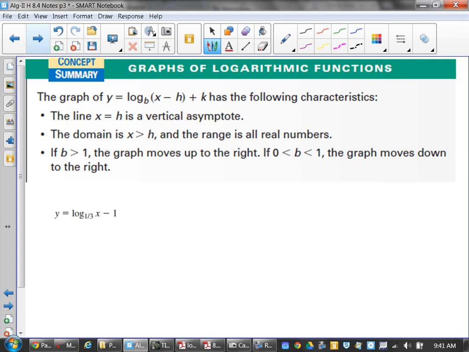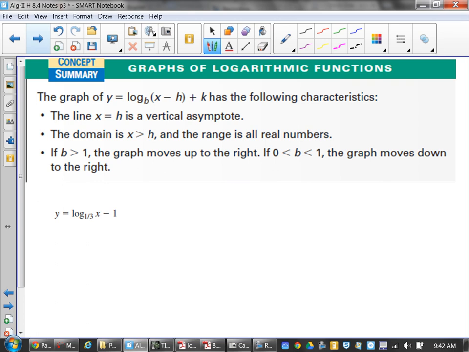Your h value is your vertical asymptote. So your vertical asymptote is at x equals h. Your domain is always x is greater than h.